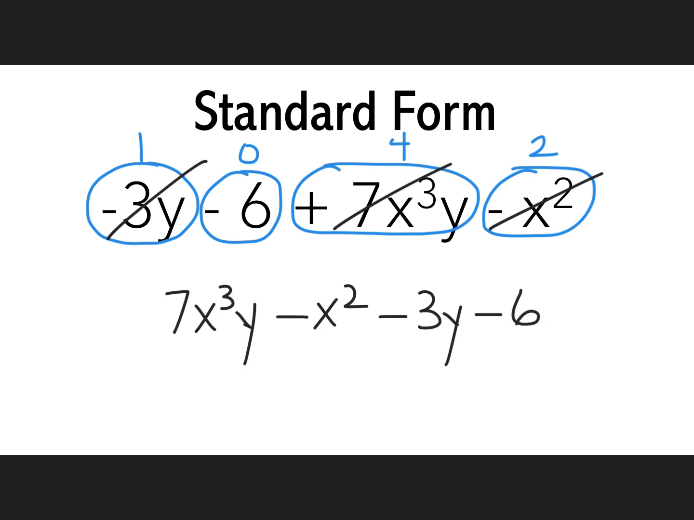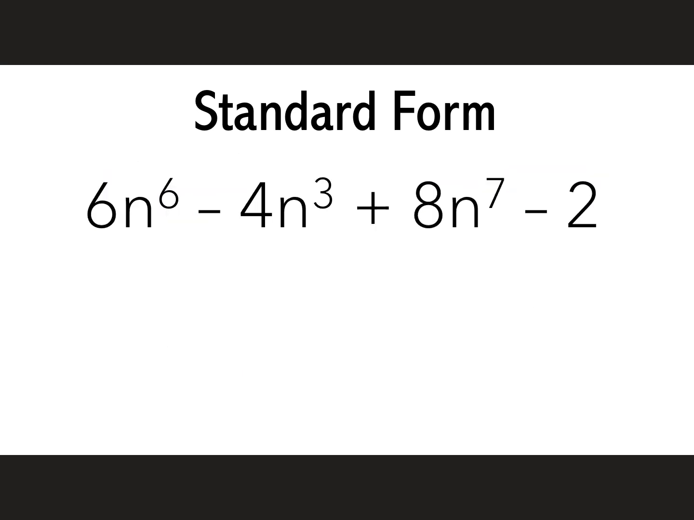Now, I've got two questions for you. What's the constant term? Well, the constant would be the negative 6. All righty. What is your leading coefficient? Well, that's easy. When you put it in order from highest to lowest, your leading coefficient is going to be in front, and in this case, it is the 7. All right, why don't you try this one on your own and then come back and see if you're right.